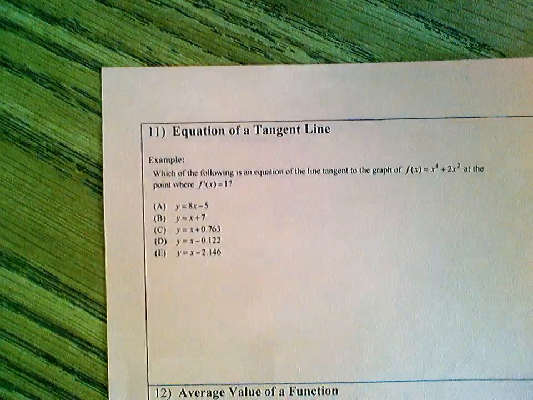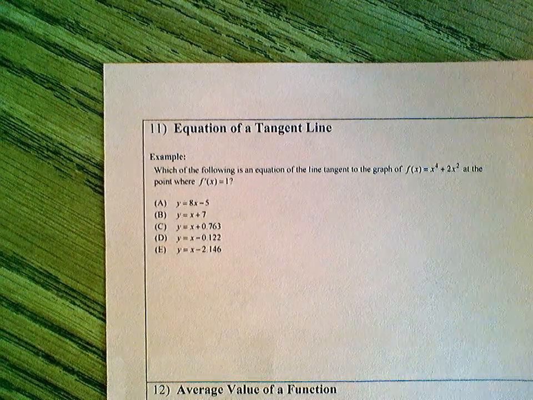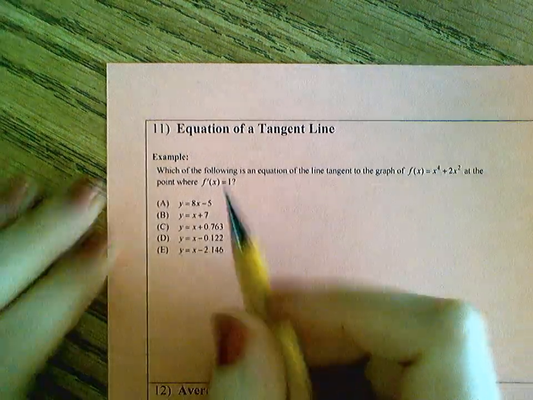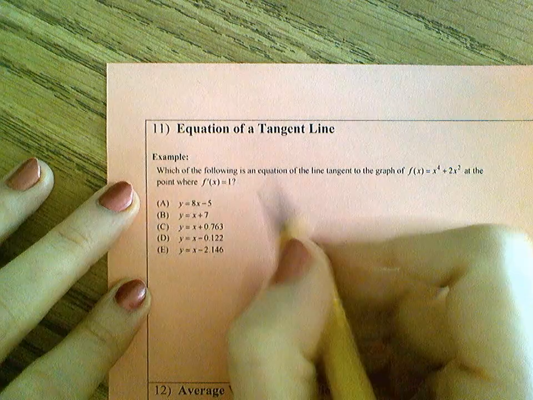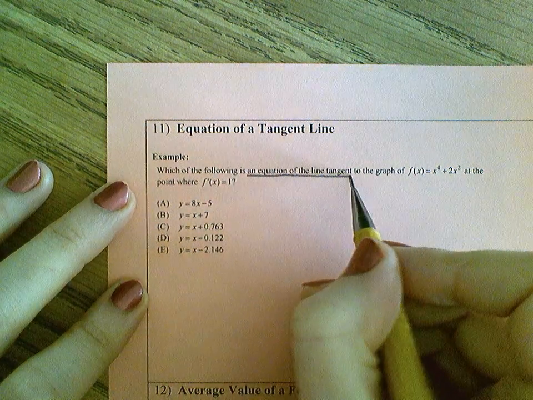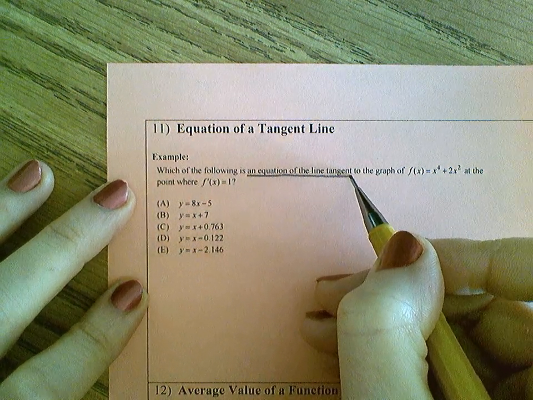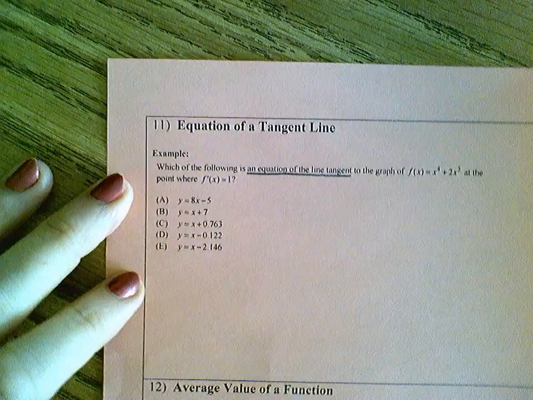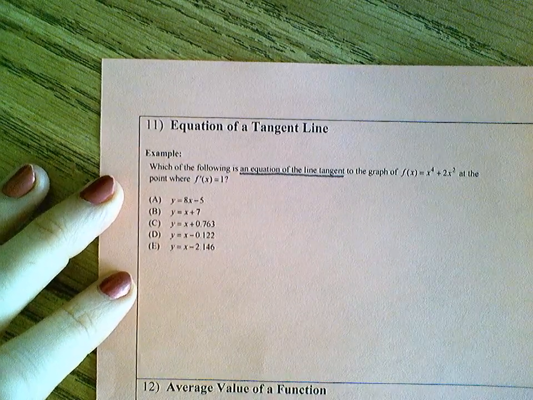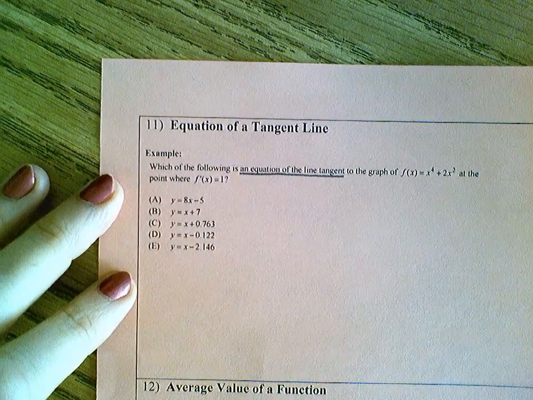Alrighty. Now, the equation of a tangent line. Which of the following is an equation of the line tangent to the graph of this at the point where f prime of x equals 1.